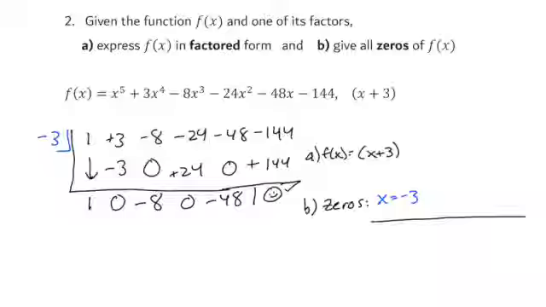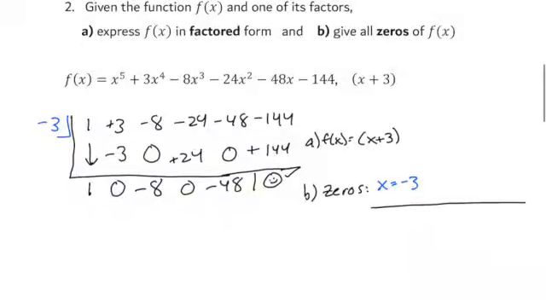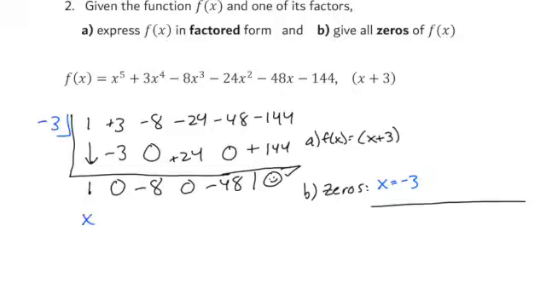It makes me happy. So what do we have left from this? We have 1x to the 4th, 1 degree lower. This 0 would represent x cubed, but we don't have any of those. So this is minus 8x squared. This 0 would be x to the 1st. We don't have any of those. And that's minus 48 as a constant. So here's what we have so far. We have x plus 3, and we know we have this quartic function: x to the 4th minus 8x squared minus 48.